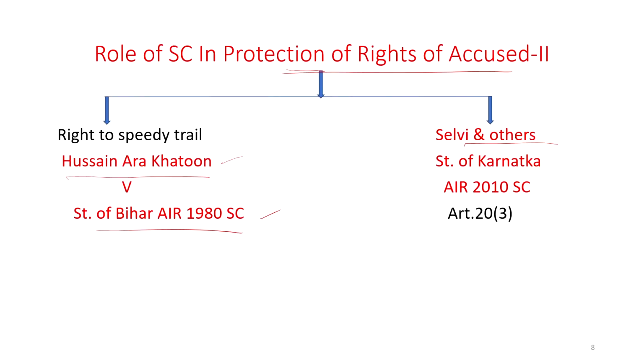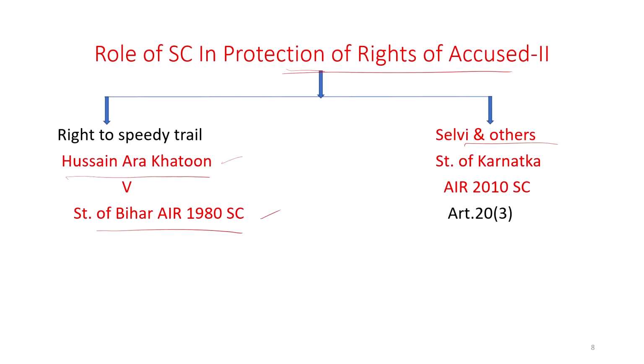So, in the Hussain Ara Khatun case, what happened in this case, I just want to express. There were 6 female prisoners who were languishing in jail. Since they belonged to poor families, they were not in a position to fight their case in the court of law. So, it was decided by a lawyer, Kapila Hingorani, to fight their cases, and she mustered her courage to fight against the government.